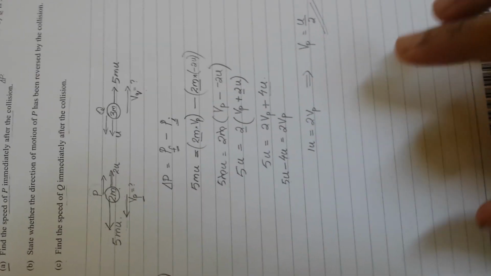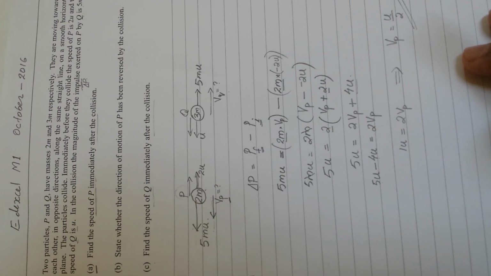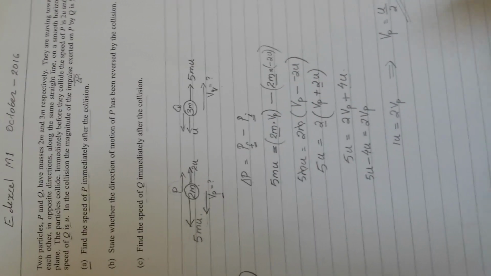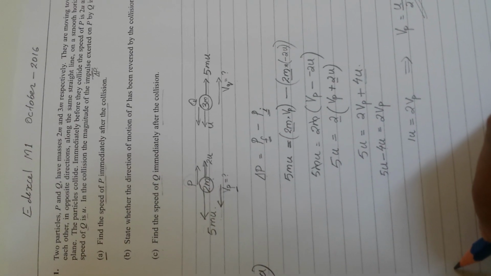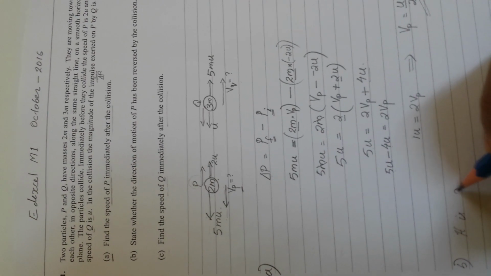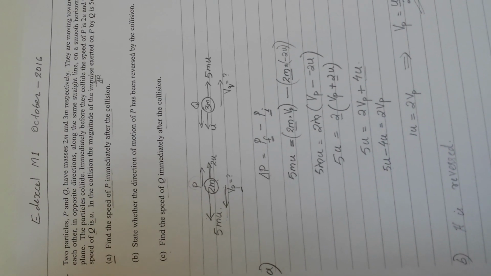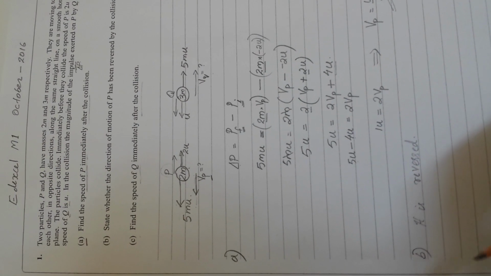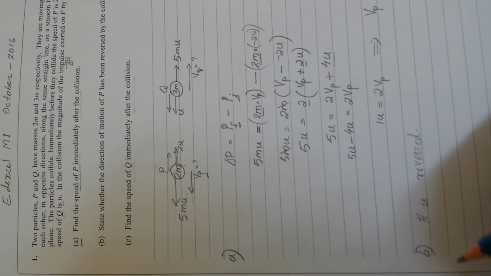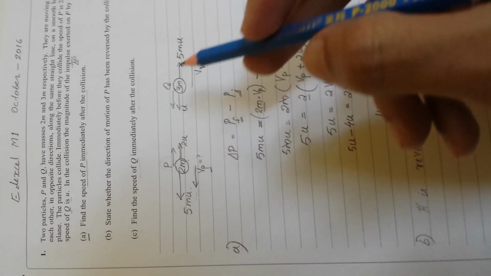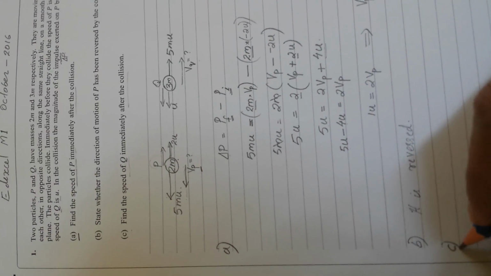Okay, then in the second question, B part, they're asking, state whether the direction of motion of P has been reversed by the collision. Yes, that is reversed, that we know. So we can just write the answer as it is reversed. It should reverse because the impact is acting in the opposite direction of movement, so it should change the direction, and the change in momentum has enough value to change the direction. The third law of motion also gives the concept. We are not going to discuss that, so we can solve the next part.